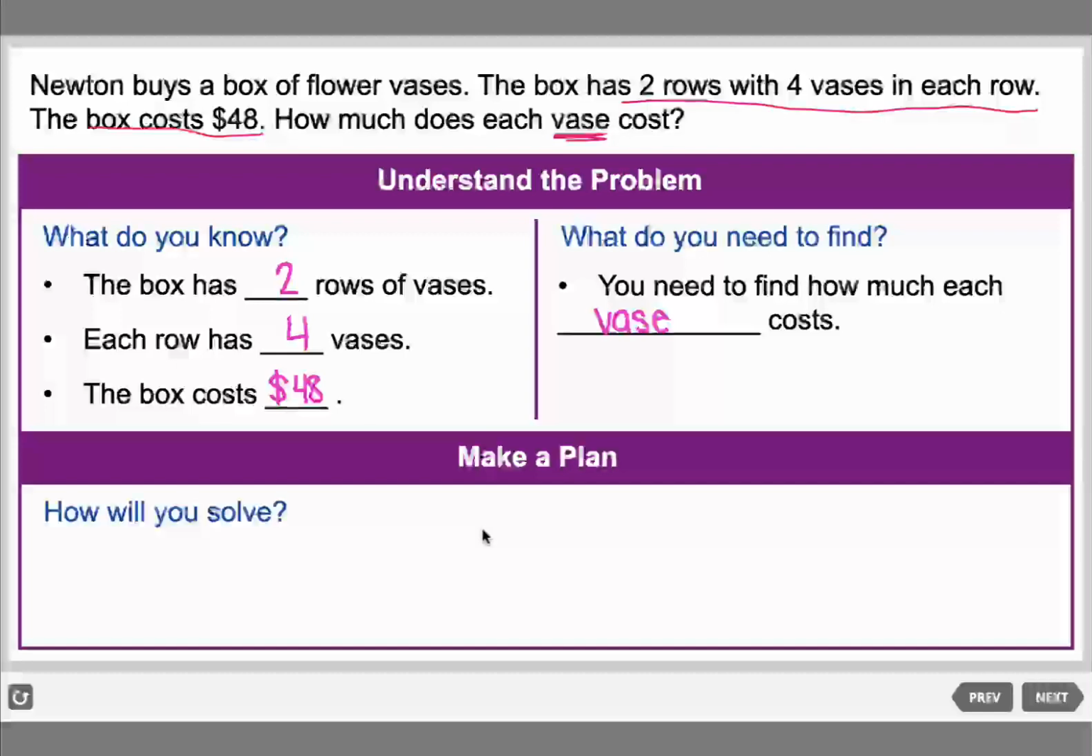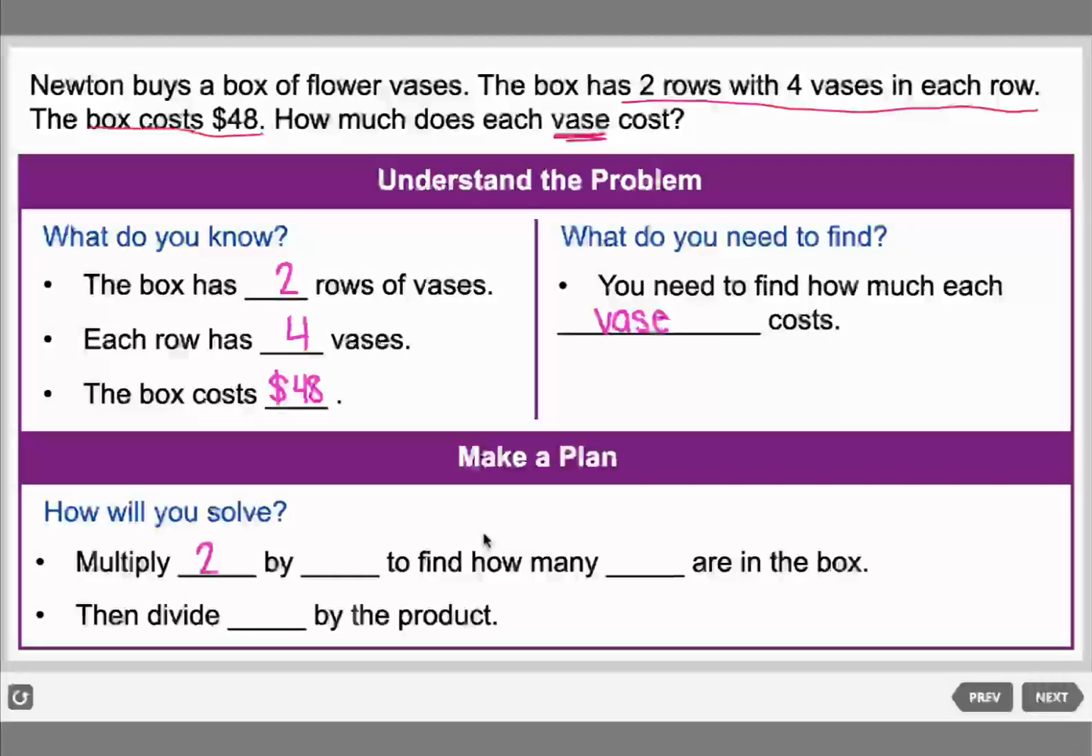To do so, we will multiply 2 by 4. Excellent, Aisa. Okay, we will multiply 2 by 4 to find how many vases are in the box in all. How many vases? 8. Yes, but we will do this in the next step. Okay, then we will divide what number by the product? 48. Excellent. We will divide the total price, the total cost, by the product.